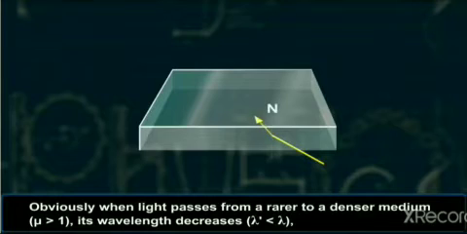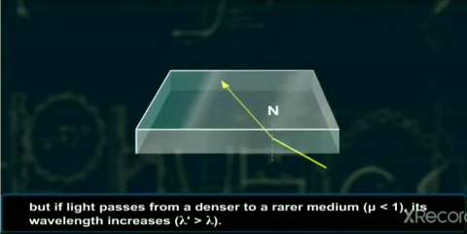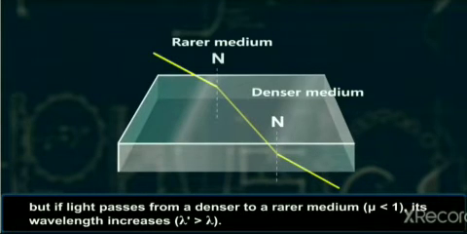Obviously, when light passes from a rarer to a denser medium, mu is greater than 1. Its wavelength decreases, lambda dash is less than lambda. But if light passes from a denser to a rarer medium, mu is less than 1, its wavelength increases, lambda dash is greater than lambda.